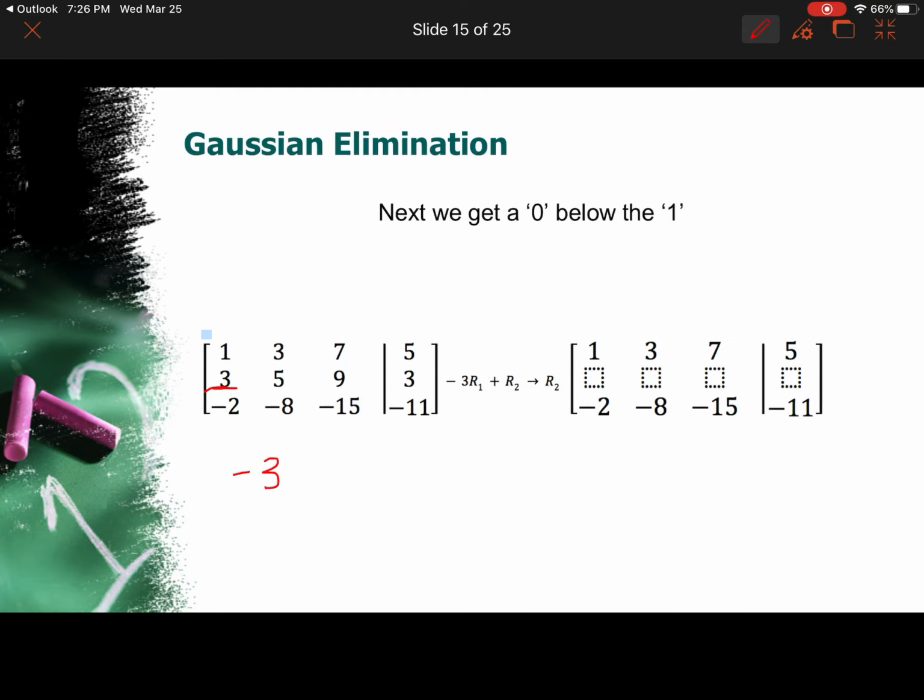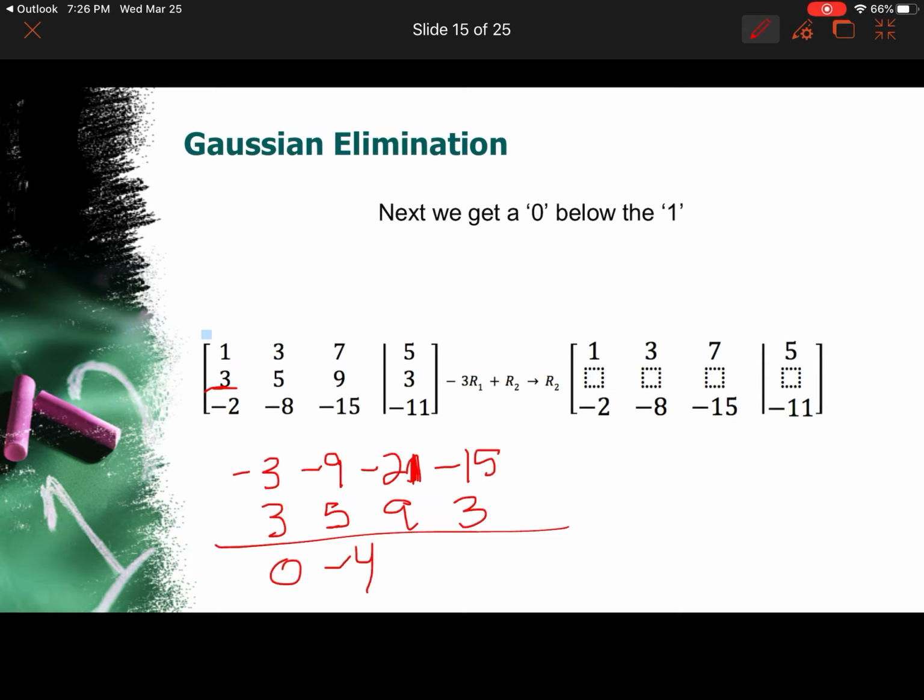I got -3, -9, -21, -15. I'm going to add that to 3, 5, 9, 3. So I have 0, -4, -12, -12. Okay, so those are the numbers that are going over here. I got 0, -4, -12, -12.